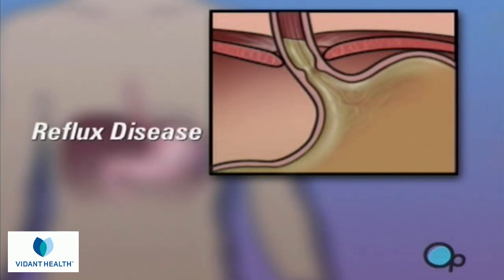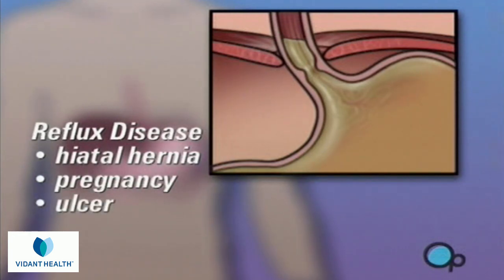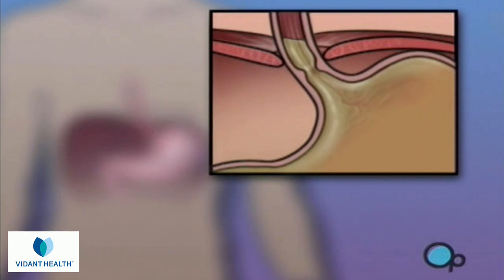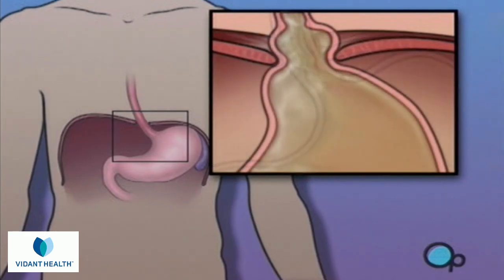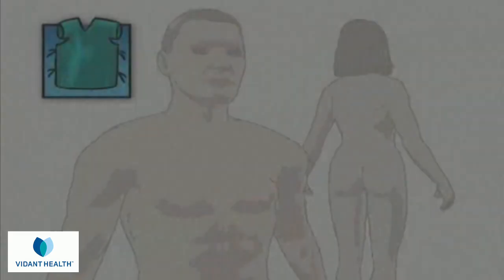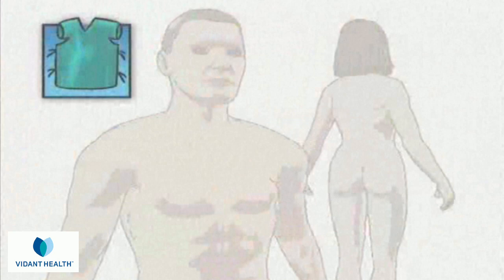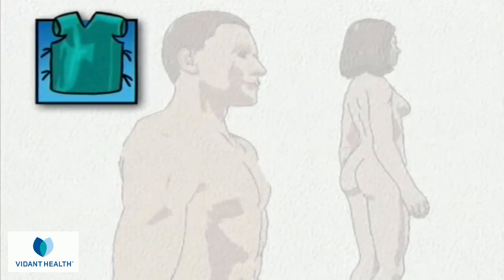Reflux disease is often caused by a hiatal hernia, pregnancy, an ulcer or tumor of the esophagus. About half of the patients with severe reflux disease often have a hiatal hernia, which is a tear in the diaphragm. On the day of your operation, you will be asked to put on a surgical gown.